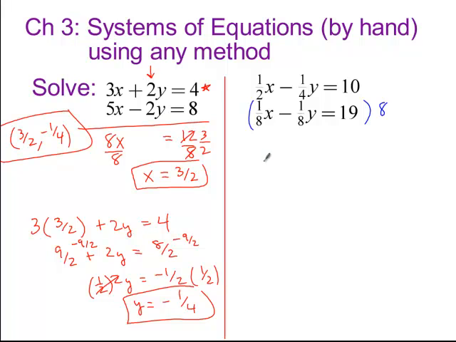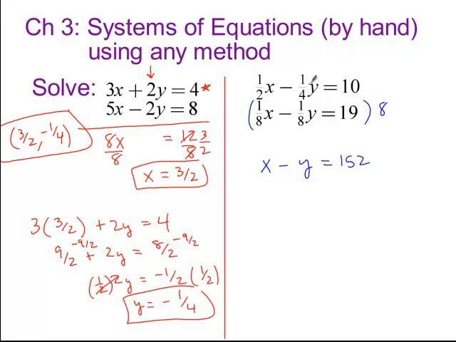So when I do that, I wind up with x minus y equals 19 times 8. 8 times 10 is 80. 8 times 9 is 72. 80 plus 72 is 152. So here's my bottom equation.